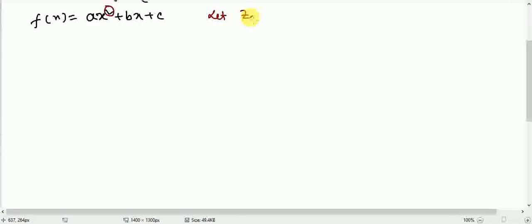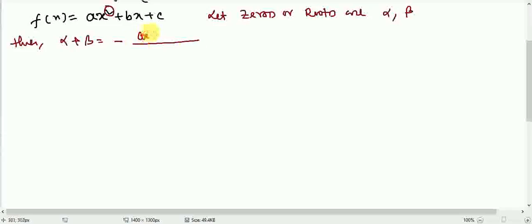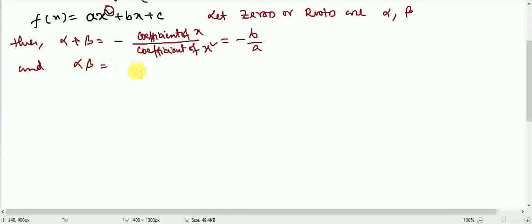Okay, let zeros or roots are alpha and beta. Then alpha plus beta should be equal to minus of coefficient of x by coefficient of x square, that means equal to minus b by a, and alpha beta equal to constant by coefficient of x square, that means c by a. This is the relationship between the roots and coefficient of a polynomial, where polynomial is a quadratic polynomial.